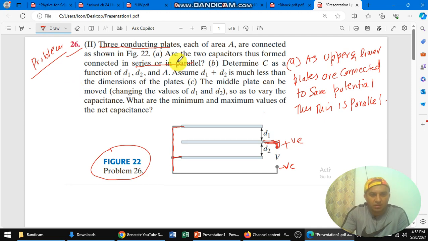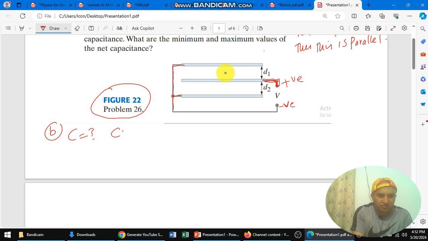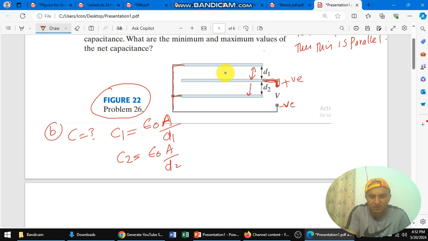Okay, for part B, determine the capacitance as a function of D1, D2 and A. In order to find the capacitance C, first we write C1 for the first capacitor. The capacitance formula is epsilon naught A over D1, since the separation between the plates for the first capacitor is D1. Similarly for capacitor 2, epsilon naught A over D2, since the separation between the plates is D2.